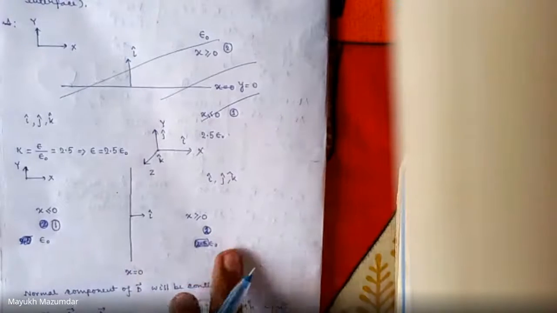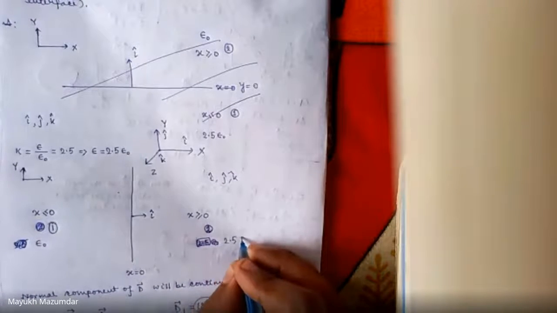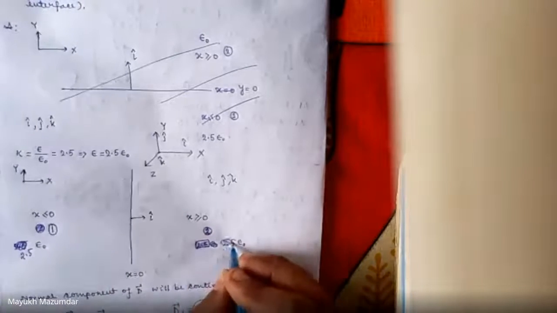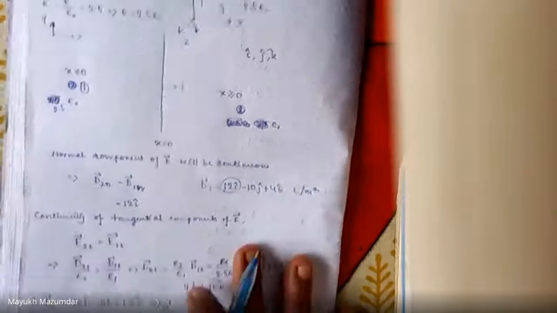How is this greater than? Now, is it correct? No, sir. You wrote the correct thing before, sir. In the first medium, it should be 2.5 epsilon naught, and this side only epsilon naught. Oh, first medium 2.5 epsilon naught. And when we are finding the value of D2t, it should be 2.5 epsilon naught by epsilon. No, sir, a little bit below, sir. Out here you wrote E2 by E1 D1t.